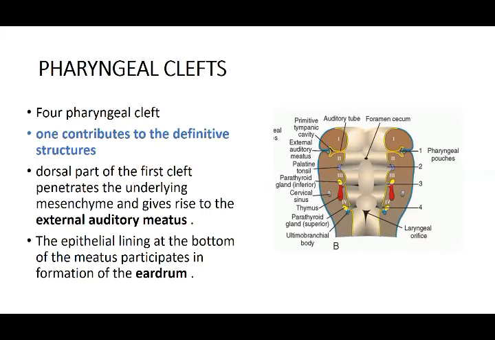So the first cleft is going to give rise to the external auditory meatus, and its depth is where it is meeting. The yellow is your middle ear and the blue is the external ear. Where the two meet, you are going to develop your eardrum. So the outer surface of the eardrum is ectoderm from this cleft, and the inner one is the endoderm.